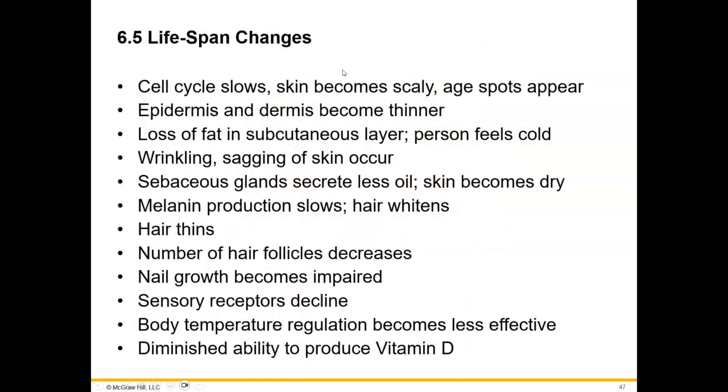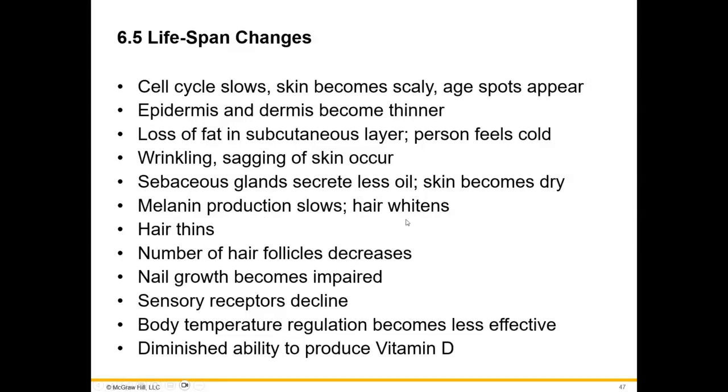Okay, what happens with your skin as you age? Well, the cell cycle slows down, the skin becomes scaly, age spots appear, the epidermis and dermis become thinner, and a loss of fat in the subcutaneous layer occurs, and people tend to feel colder when they're older because of that. Also, you start seeing wrinkling and sagging of skin because you start losing the elasticity or the elastic fibers. You also don't have as much moisture. Sebaceous glands secrete less oil. Skin becomes dry.